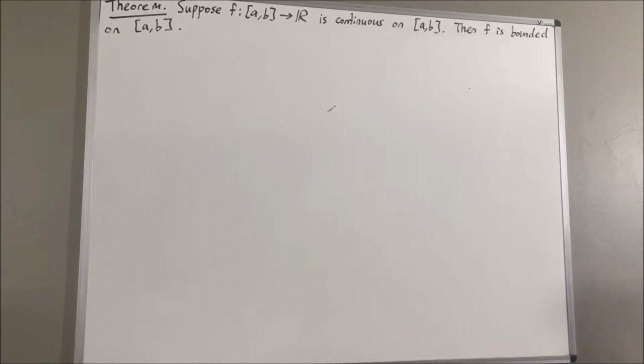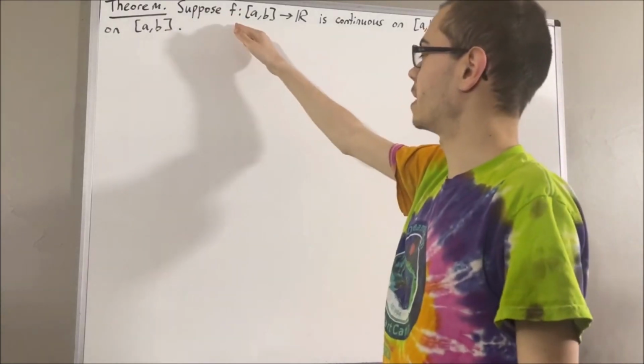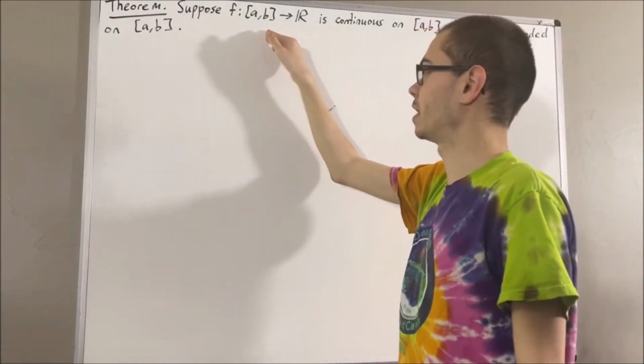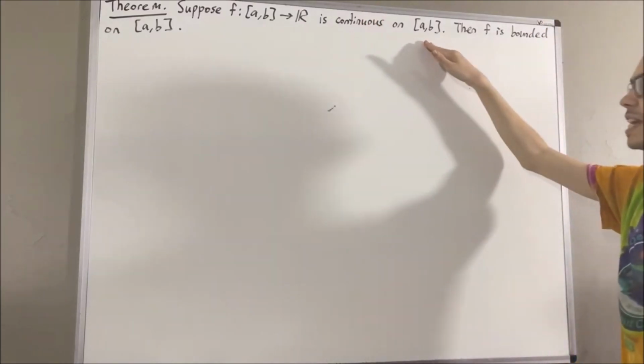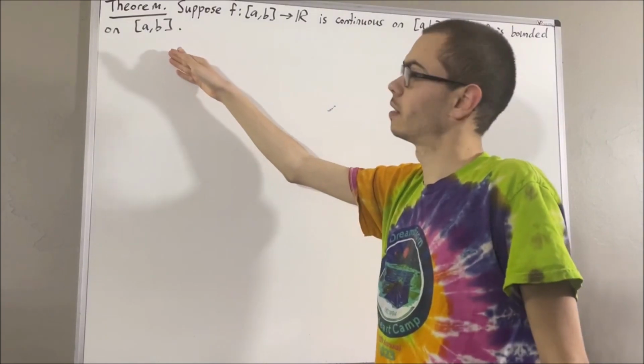Hello! In this video, we are going to prove the following theorem. Suppose f is a function from the closed interval [a, b] to R, and f is continuous on [a, b]. Then f is bounded on [a, b].